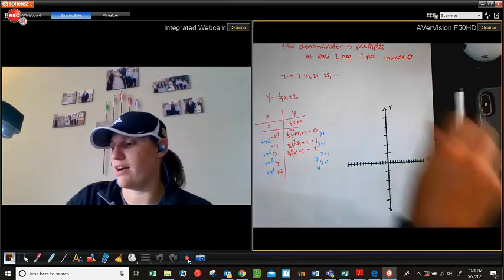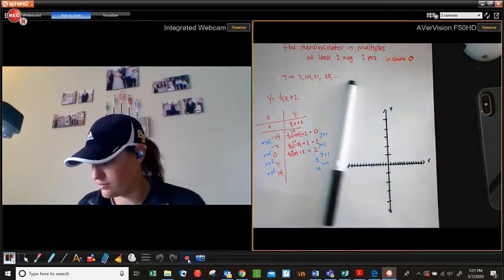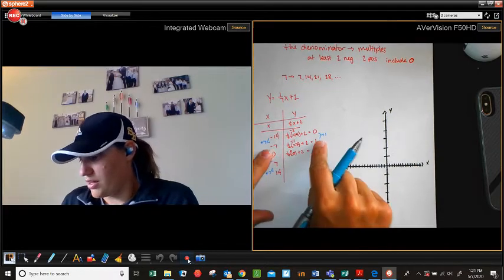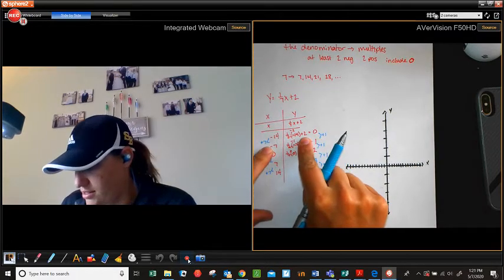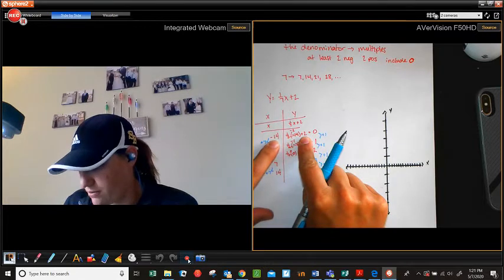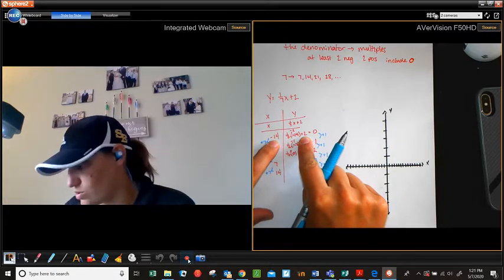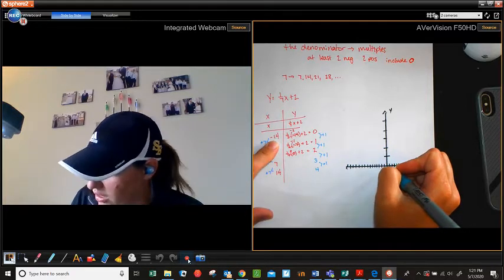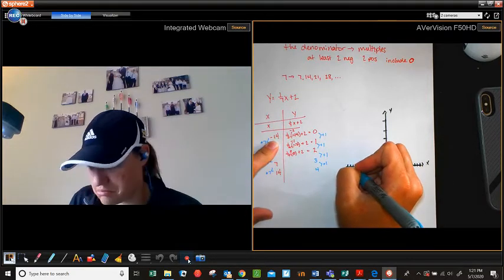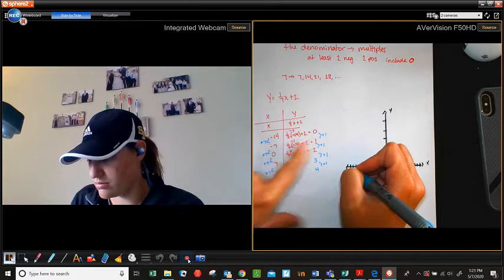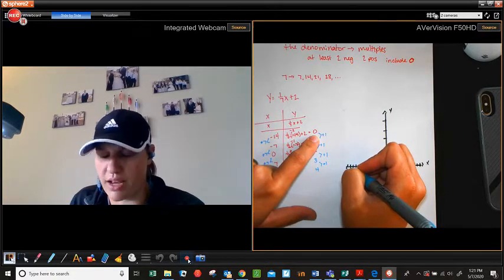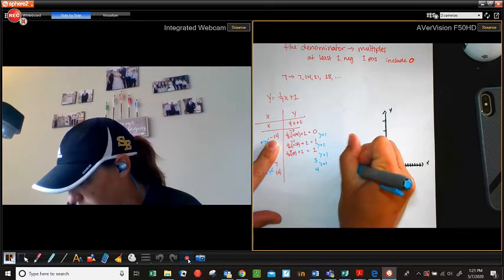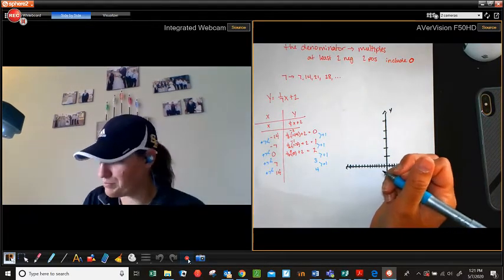All right, let's graph. My ordered pair is negative 14, positive 2. So from the origin, my x value is negative 14. I'm going to go to the left 14 and up 0. Did I say 2? 0. I have too many numbers written over here. Negative 14, 0. So on the x-axis, I'm just going to plot my point.